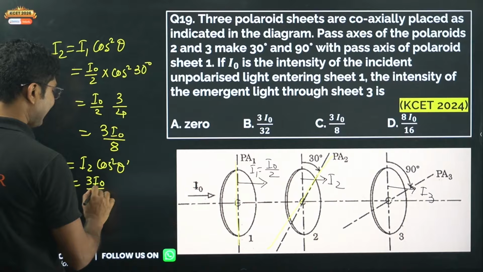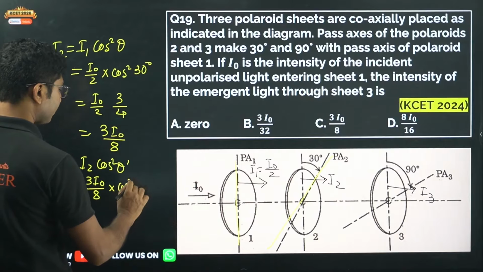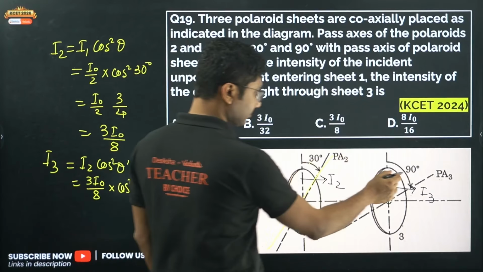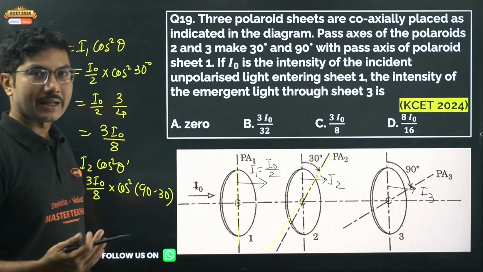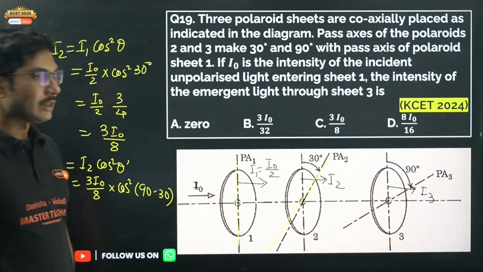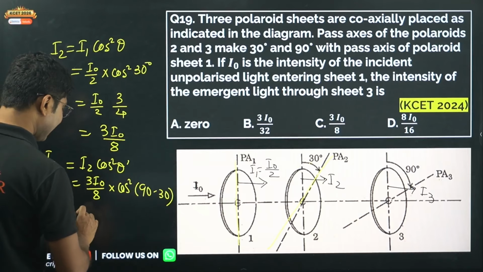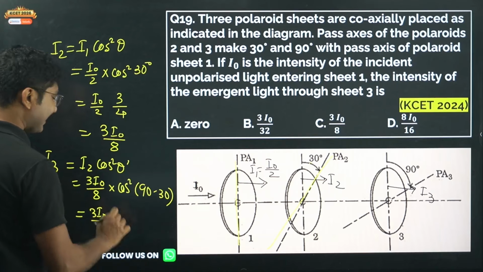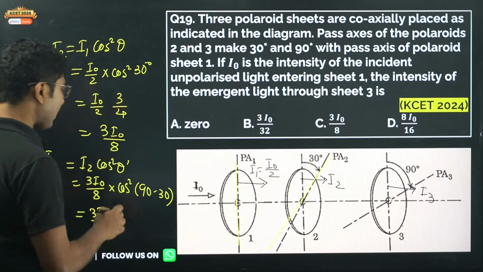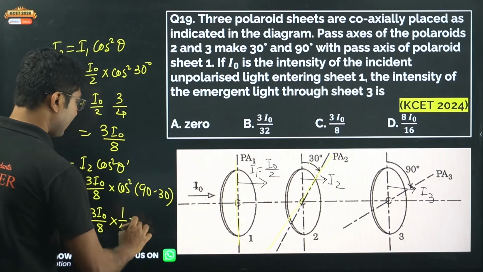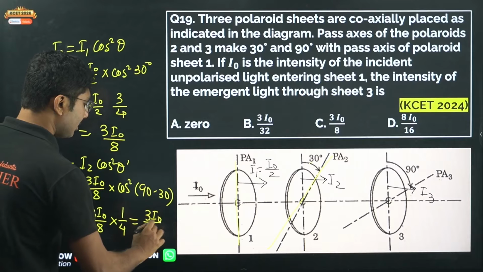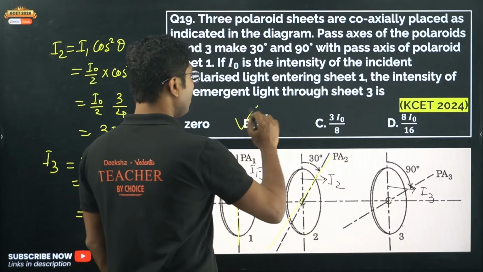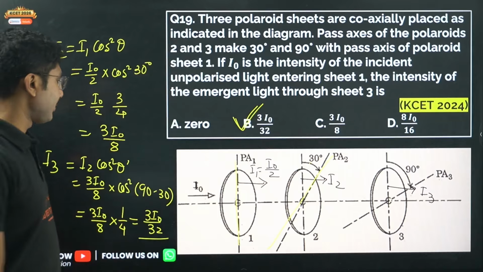3 I naught by 8 into cos square of 90 minus 30. So this one is 30, this one is 90. So what is the relative angle between them? The relative angle between them is 90 minus 30, that is 60. So cos 60 is half, and its square will be 1 by 4. So we get 3 I naught by 32. So this is the correct intensity, 3 I naught by 32. So option B is correct for this question.